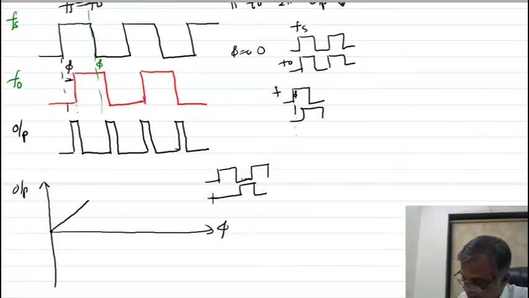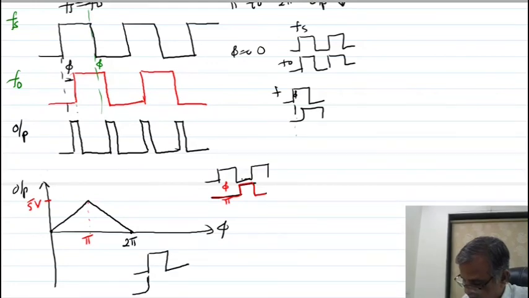You can see the phase difference phi is nothing but pi. So when the phase difference phi is pi, the output is maximum, nearly VCC. If your VCC is 5 volt, I can write 5 volt. When the phase increases again from pi to 2 pi, the output voltage decreases. At 2 pi, the output is 0. This is called 2 pi, same phase.